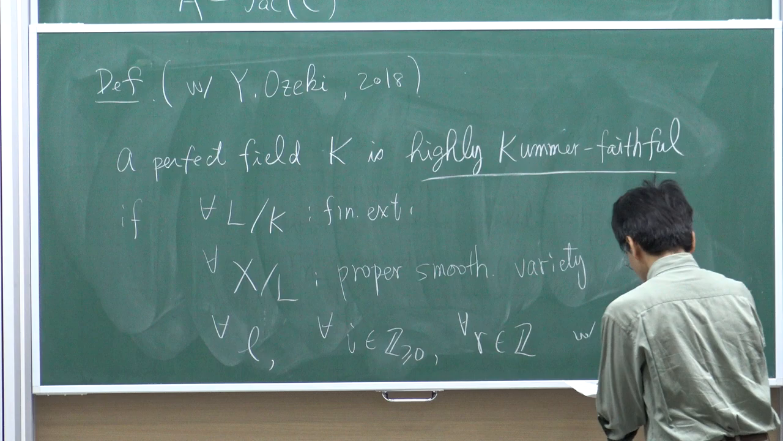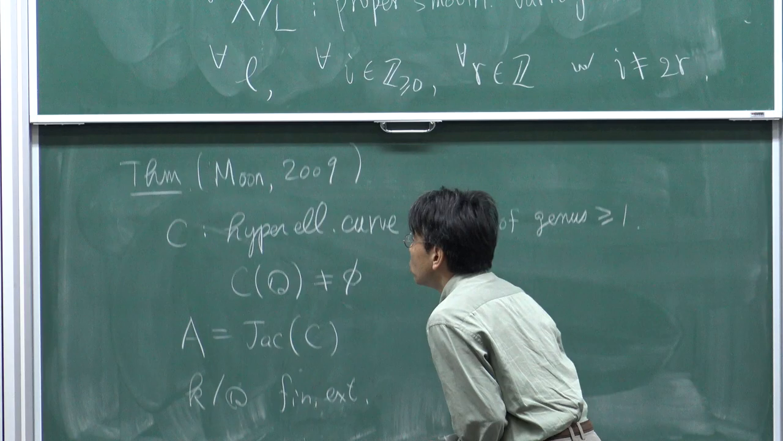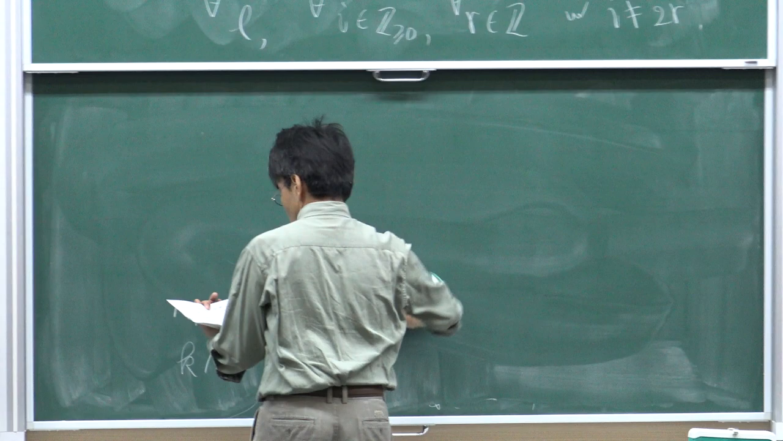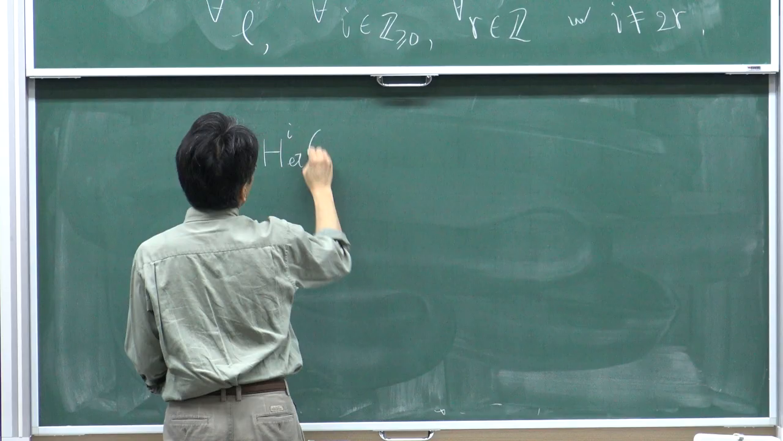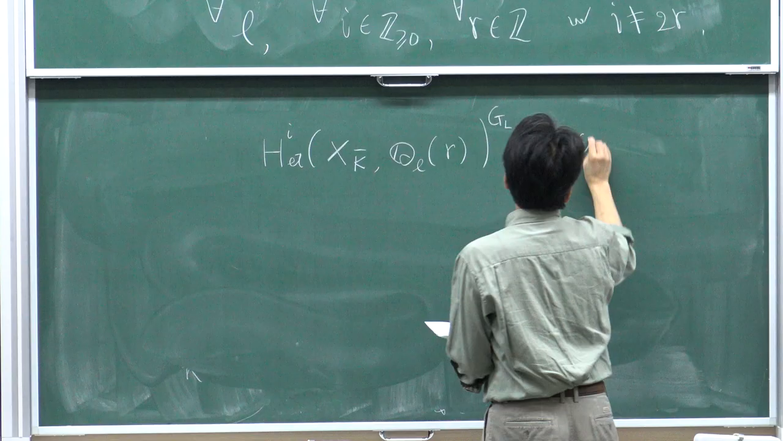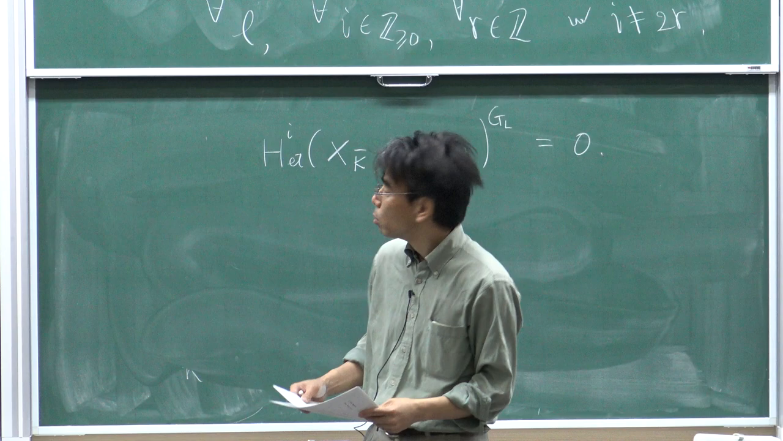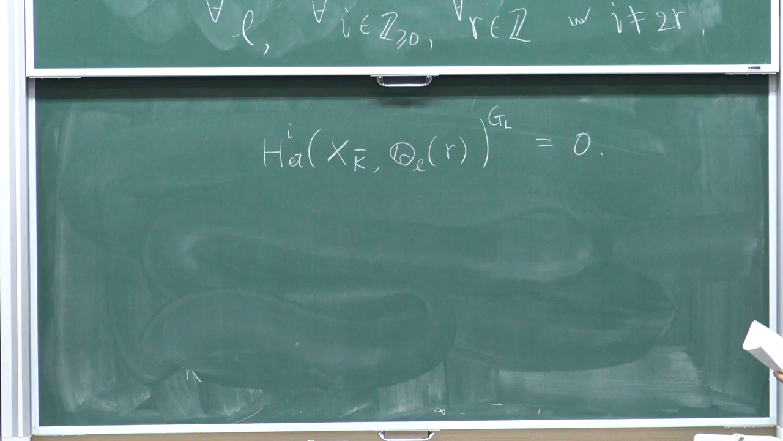with I different from 2R, we have that H^I(X_K̄, Q_l(R)) G_L is zero. So this condition is a generalization of this condition. Still the absolute Galois group? Yes, the absolute Galois group of L.